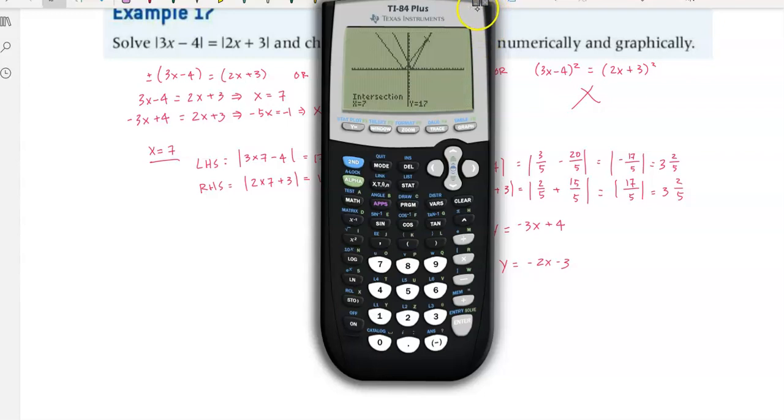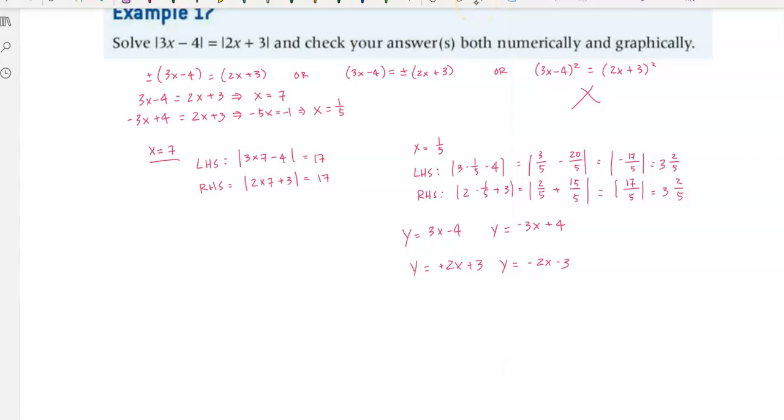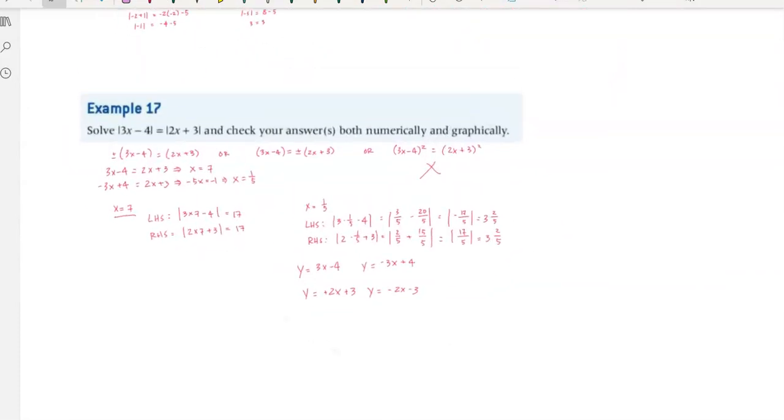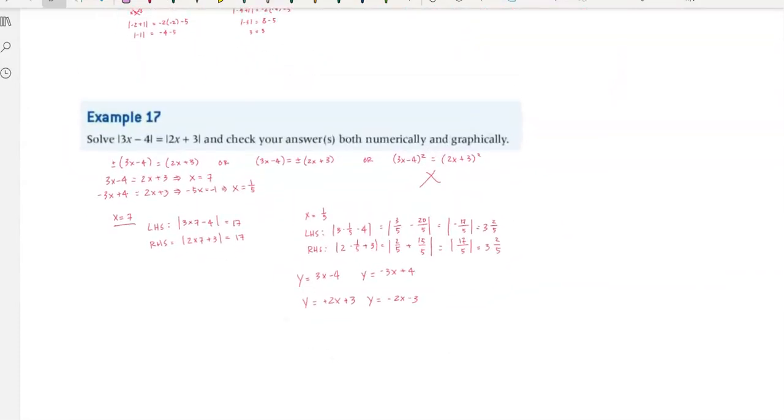You're looking for, once again, intercepts. Got it? Or points where they intersect. That's all it is for absolute value equations.